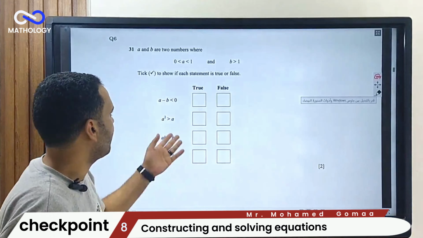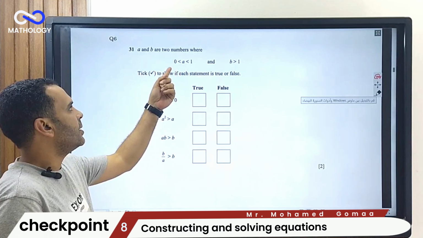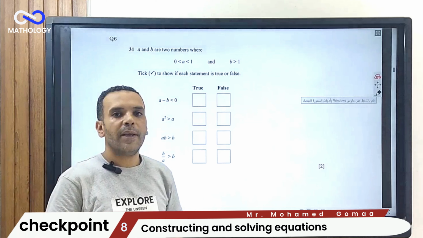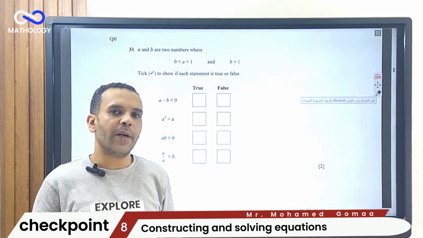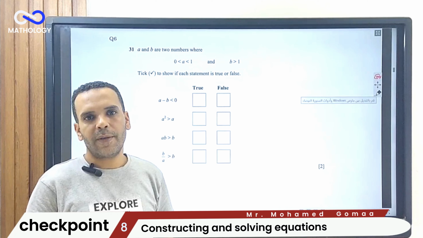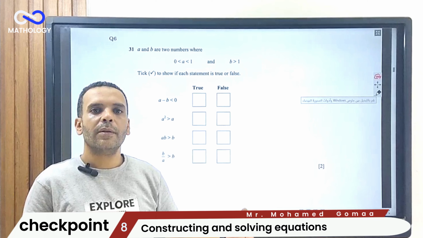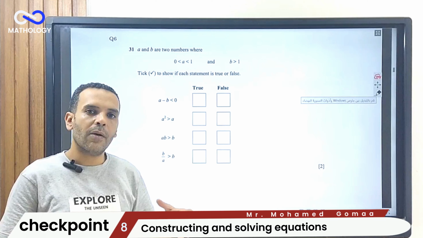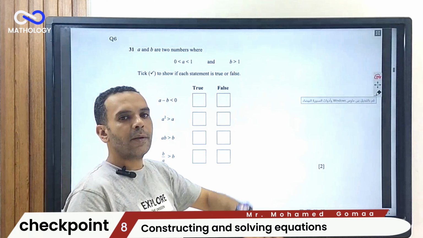Here, a and b are two numbers where a is greater than 0 and smaller than 1. Greater than 0 and smaller than 1, that means a proper fraction, like 3 over 5, 1 over 2, whose numerator is smaller than its denominator. These fractions are called proper fractions, included between 0 and 1. All the proper fractions are included between 0 and 1. Here, b is greater than 1.